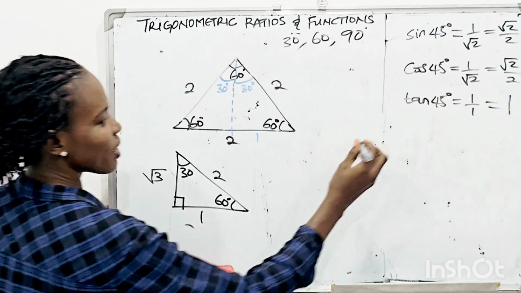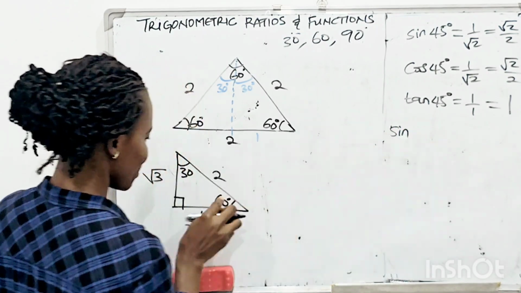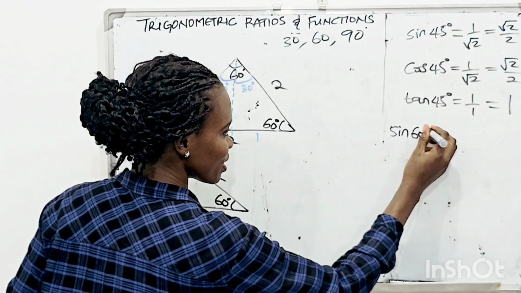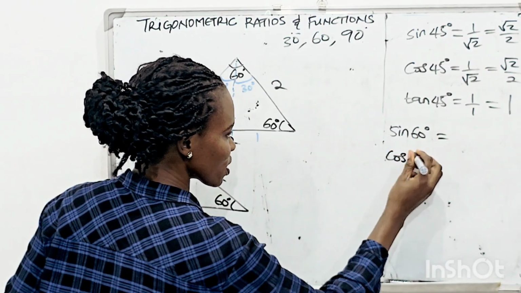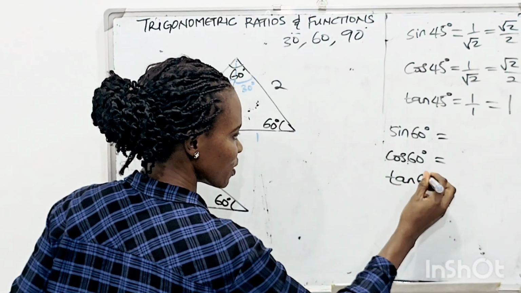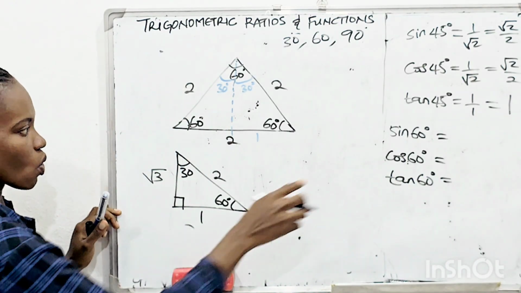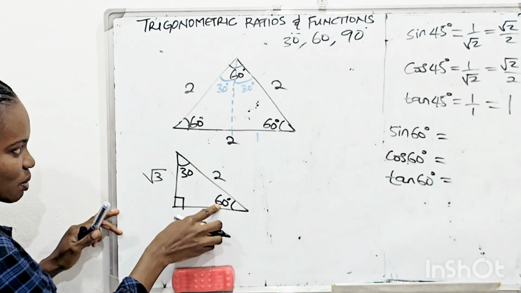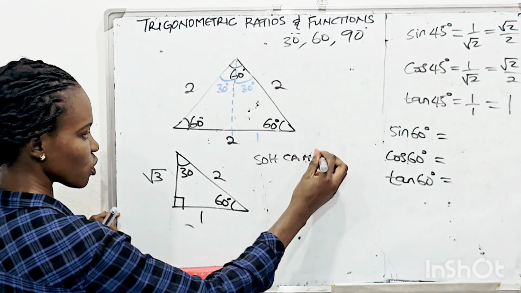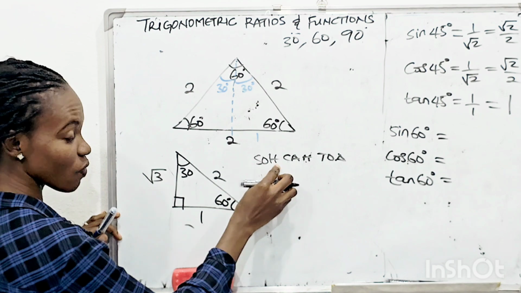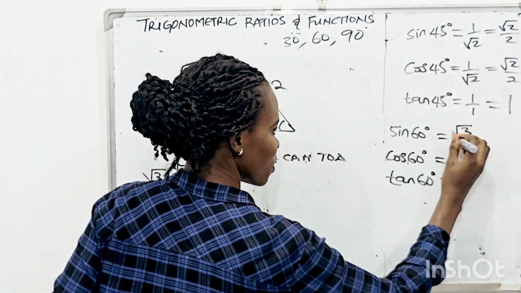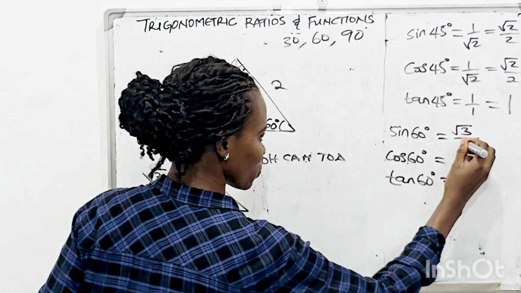So we start with sine 30. Okay, let me start with 60. When I'm done, then we'll do 30. Sine 60 degrees, cos 60 degrees, then tan 60 degrees. What is my sine 60? See, sine 60 means SOHCAHTOA. So opposite over hypotenuse. So opposite is root 3 over hypotenuse is 2.